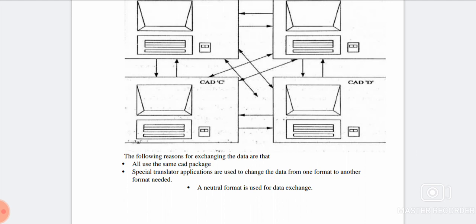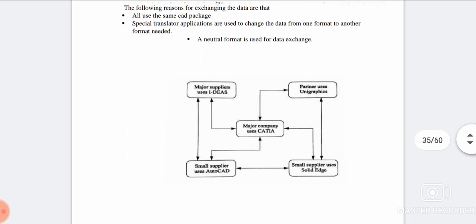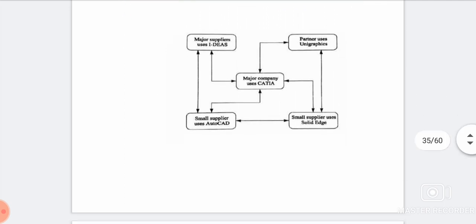There are the following ways of exchanging data: all use the same CAD package; special translator applications are used to change the data from one format to the format needed; or a neutral format is used for data exchange. The major element suppliers use IDEAS. The major company uses CATIA. This CATIA is the connection to the program Unigraphics. Small suppliers use SolidEdge. Smaller suppliers use AutoCAD.